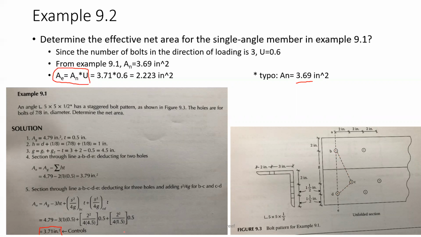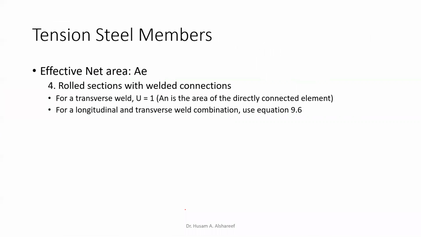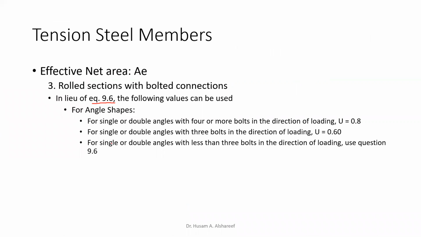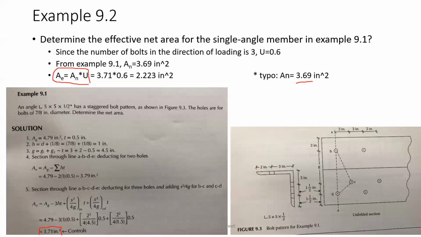So if it's 3 bolts and it's an angle, if we go back to our scenarios here, we can read for single or double angles. Our case is single. With 3 bolts in the direction of loading, our U equals 0.6. So then we go back here and plug everything in, and we find our effective area, and that's it.